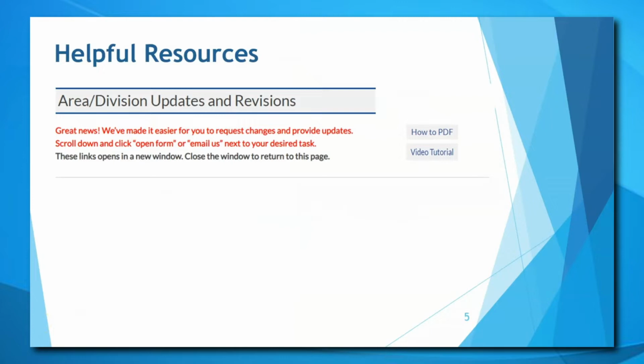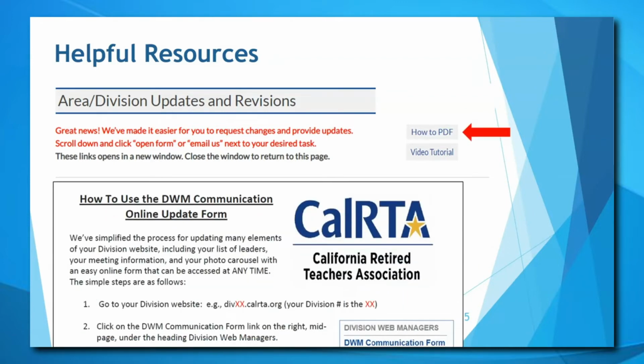In the first section at the top of the form, you'll find some brief instructions and 2 buttons on the right. One is a how-to step-by-step instructional PDF that explains how to use this site, and the second is a link to this video tutorial. Both of these resources are provided to help you through the update process.